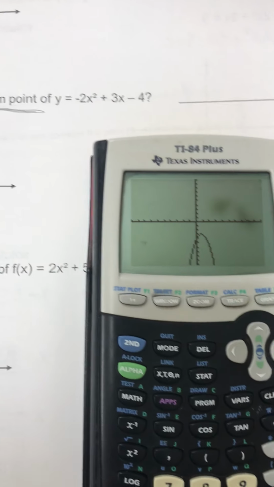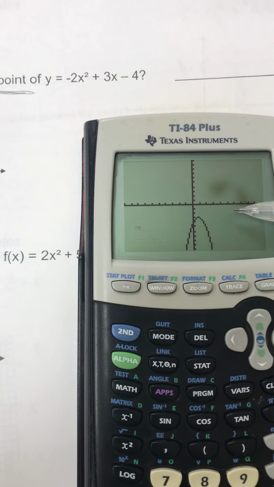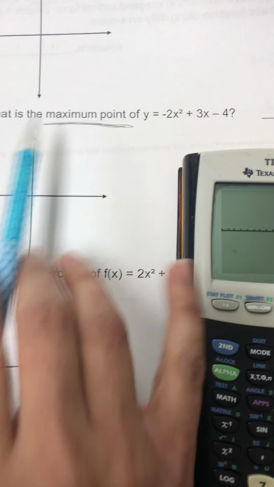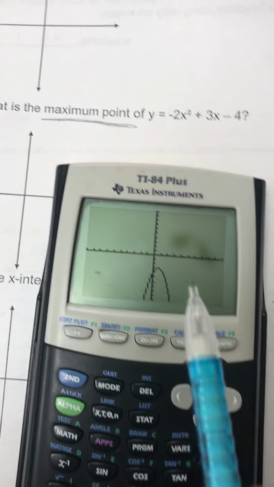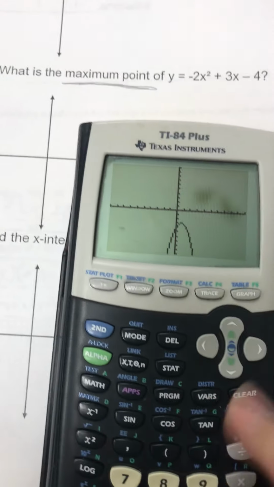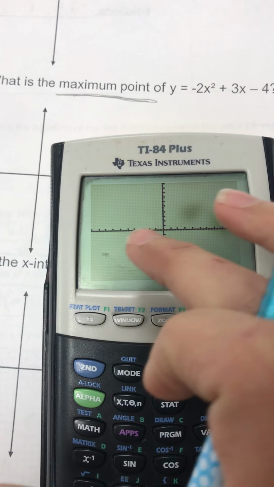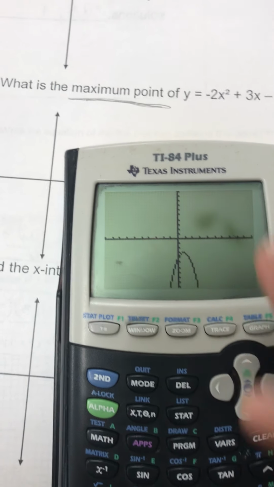All right, so you can tell it does not cross the x-axis. It would be an imaginary solution if we were solving for the roots. But we're not solving for the roots. We're solving for the maximum point. Okay, so that means we just need to find the peak here. So you can do that on your calculator. Okay, there is still a maximum point. Your roots are imaginary, but your maximum point isn't.